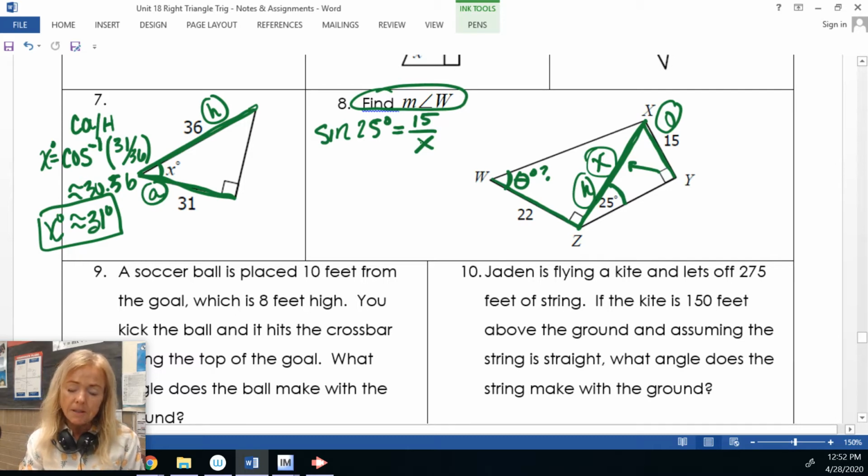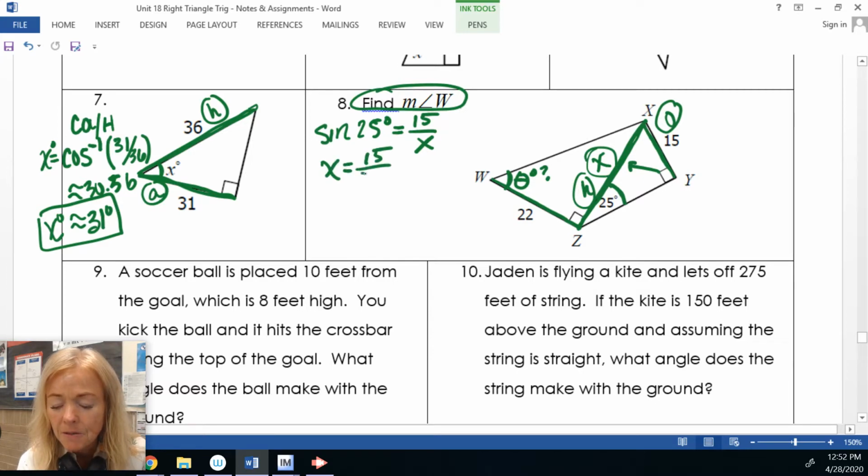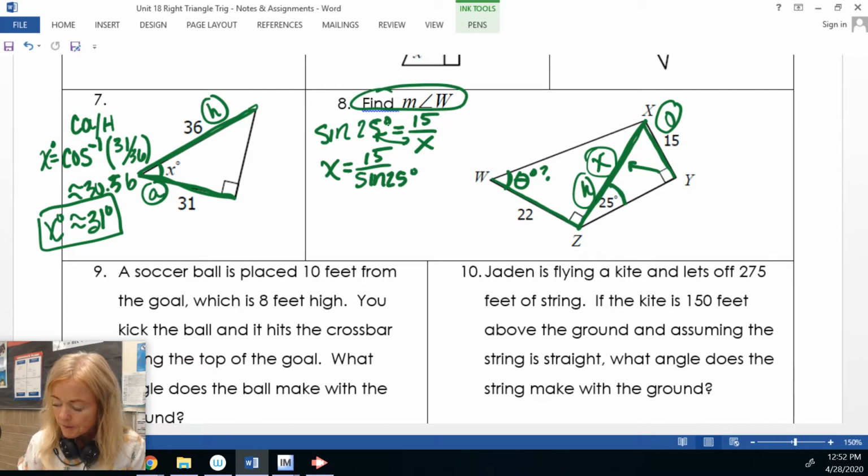Again, this is helping us find a side. We're looking for a side. So that gives us x is equal to 15 over sine 25. All right, we switched the denominator with that sine 25 sine function. So 15 divide sine 25 is 35.5.